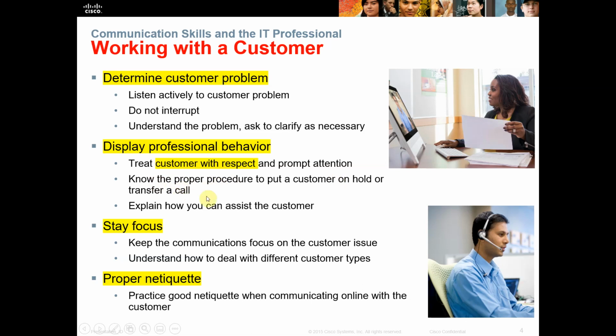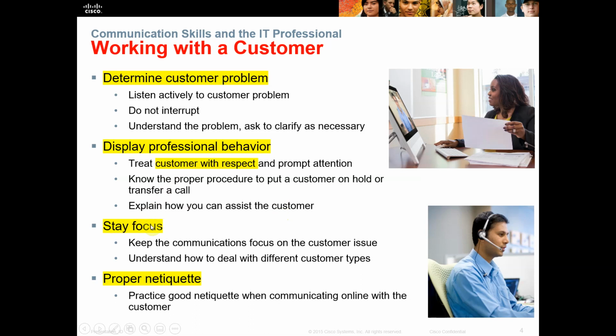Whenever you are calling customer care, there are some circumstances in which they will put your call on hold. But before putting the customer on hold, you have to know the procedures. Then you can transfer a call. If you are not able to solve the problem, you can transfer the call to higher authority or higher supervisors. Explain how you can assist the customer. You can tell the steps you can follow to assist the customer.